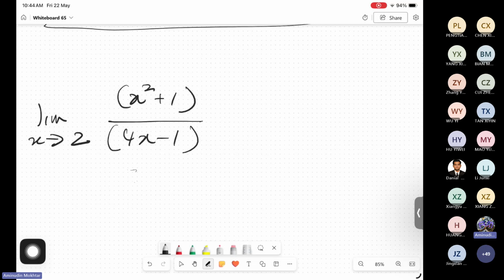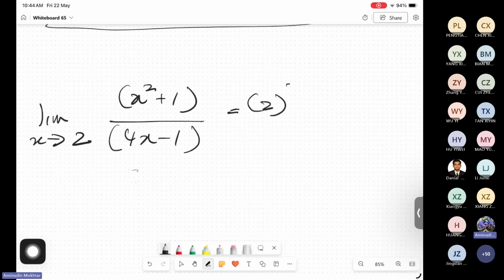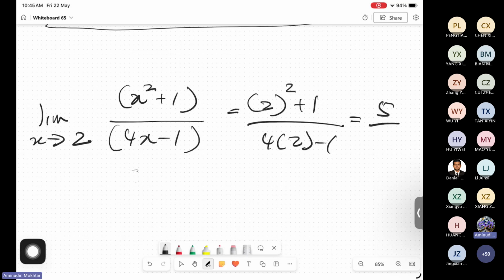What we should do is we just substitute x equal to 2 in this question. This is based on the rule of limit. 2 squared plus 1 divided by 4 times 2 minus 1. Okay, the answer is 4 plus 1 is 5, 4 times 2, 8 minus 1 is 7. The answer is 5 over 7. That is the answer, because we get a specific number.